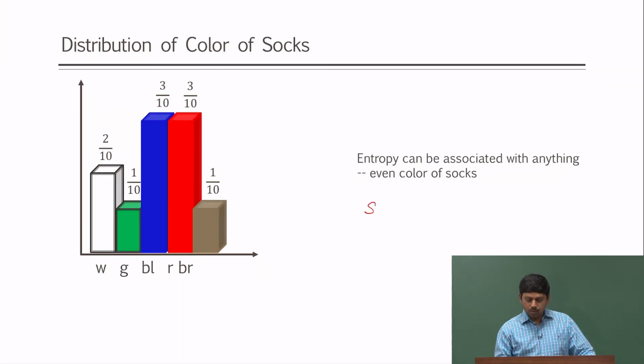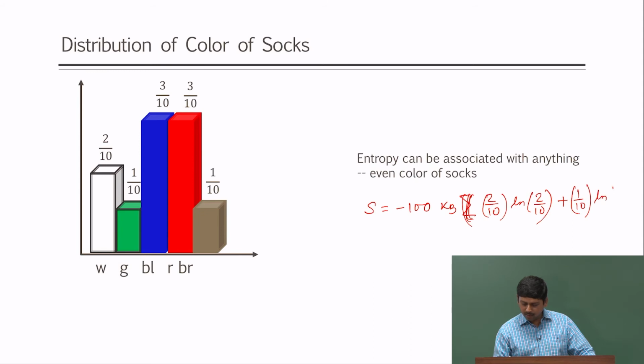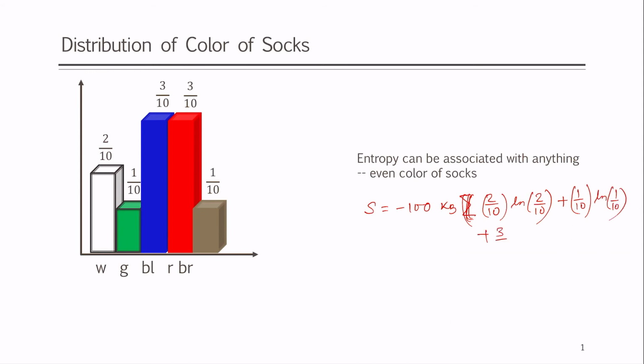Now we can use our entropy formula to calculate the entropy for this one also. Let us say the number of students is 100. So, 100 kb sum over pi ln pi, which is 2 by 10 ln 2 by 10. Let us forget the sum, because we are summing up anyway. 1 by 10 ln 1 by 10 plus 3 by 10 ln 3 by 10 plus 1 by 10 ln 1 by 10. I am not going to do the sum, but you can do that and see what value you get.